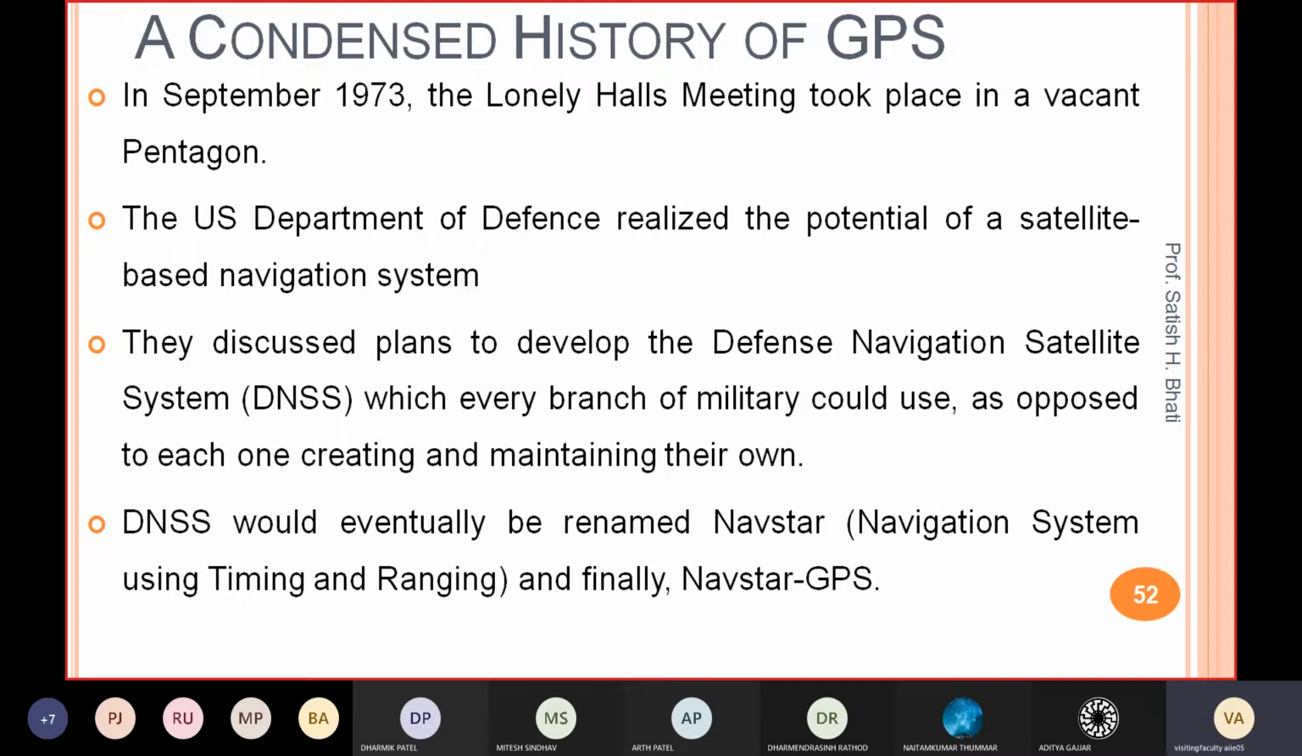After some years, this DNSS was renamed as Navstar. Navstar is short for navigation system using timing and ranging. And nowadays we call it Navstar GPS.